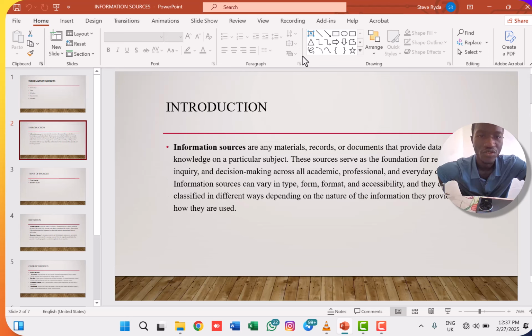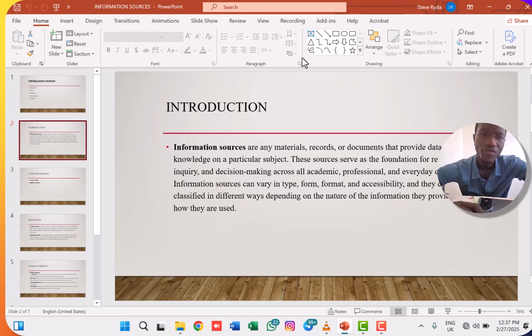So here is the introduction on information sources. They are saying information sources are materials, records, or documents that provide data or knowledge on a particular subject. These sources serve as the foundation for research, inquiry, and decision-making across all academic, professional, and everyday contexts. Information sources can vary in type, format, and accessibility, and they can be classified in different ways depending on the nature of the information that they provide and how they are used.